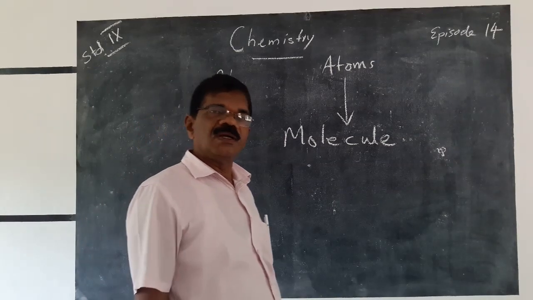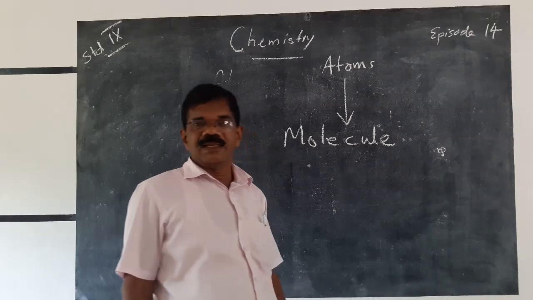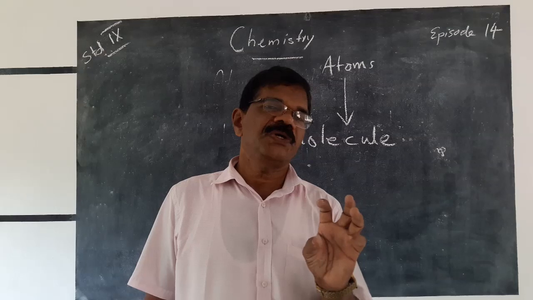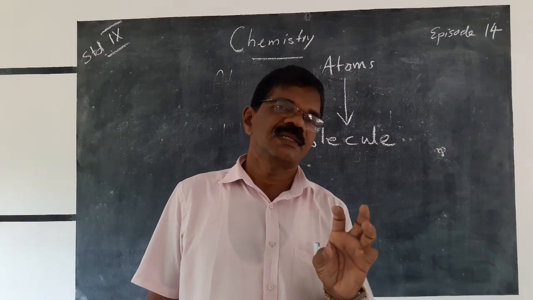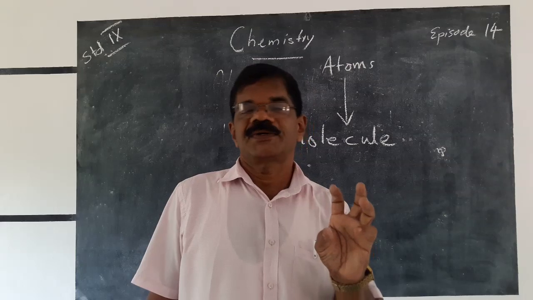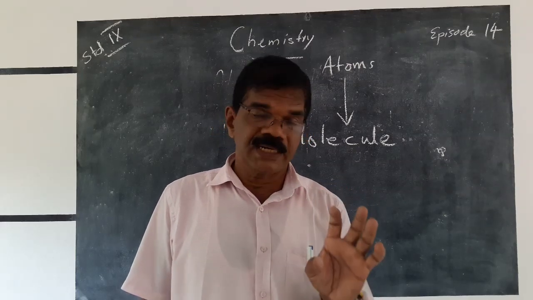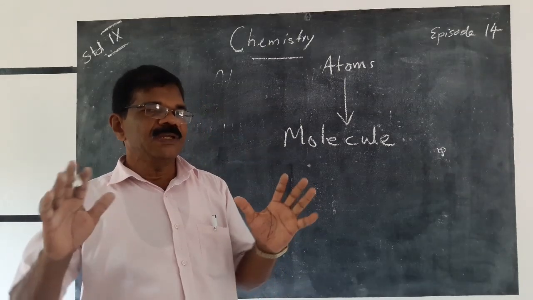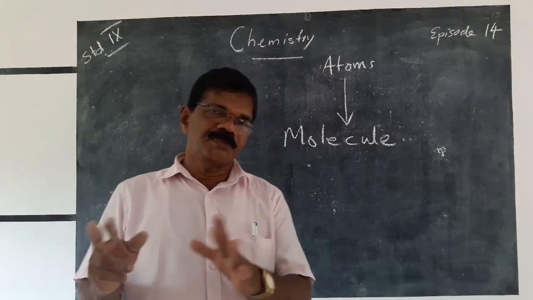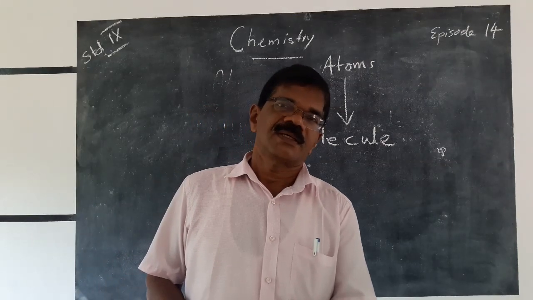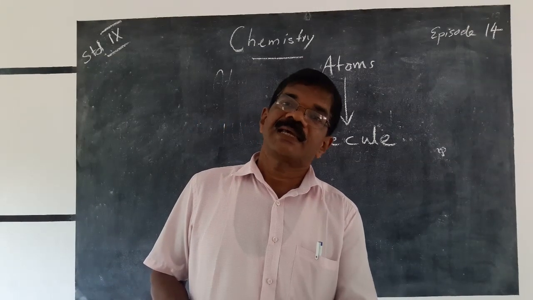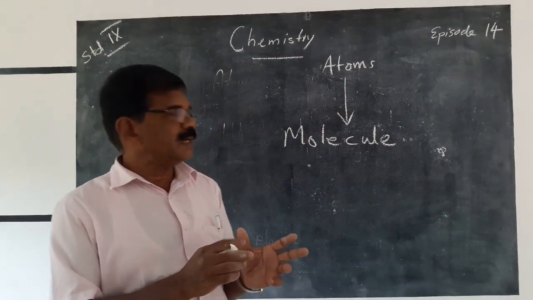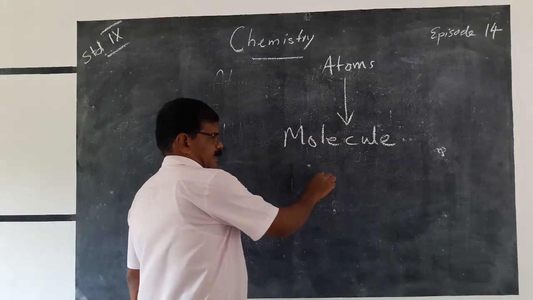Then what is a molecule? In general, a molecule is a group of 2 or more atoms chemically combined, chemically bonded. Molecule is a group of 2 or more atoms, chemically bonded. For example, hydrogen.